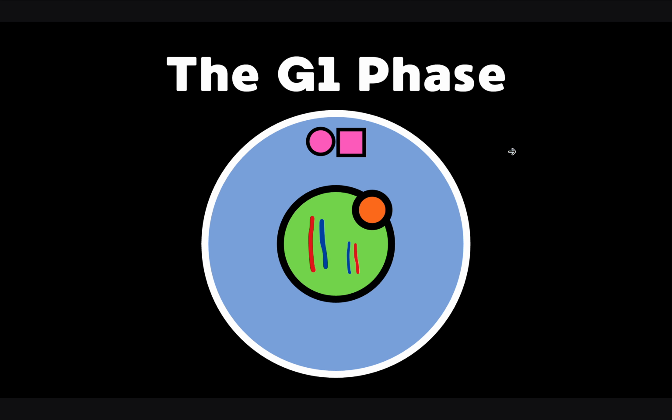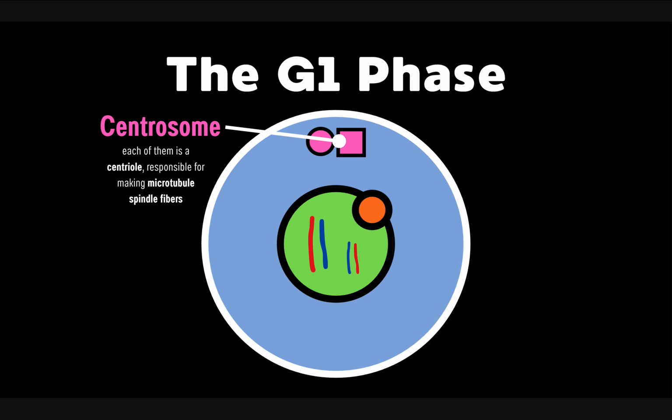Okay, so now let's take a closer look at the G1 phase. So here's a diagram of the cell in the G1 phase. As you can see here, we have the nucleolus, which is made of proteins and is responsible for RNA transcription and ribosome assembly. The nucleus contains the genetic material, and these little pink things here are called centrosomes. The circle here is a centriole, this square is also a centriole. So a centrosome is a group of these little centrioles. They are responsible for making microtubule spindle fibers, which will become more important in mitosis.